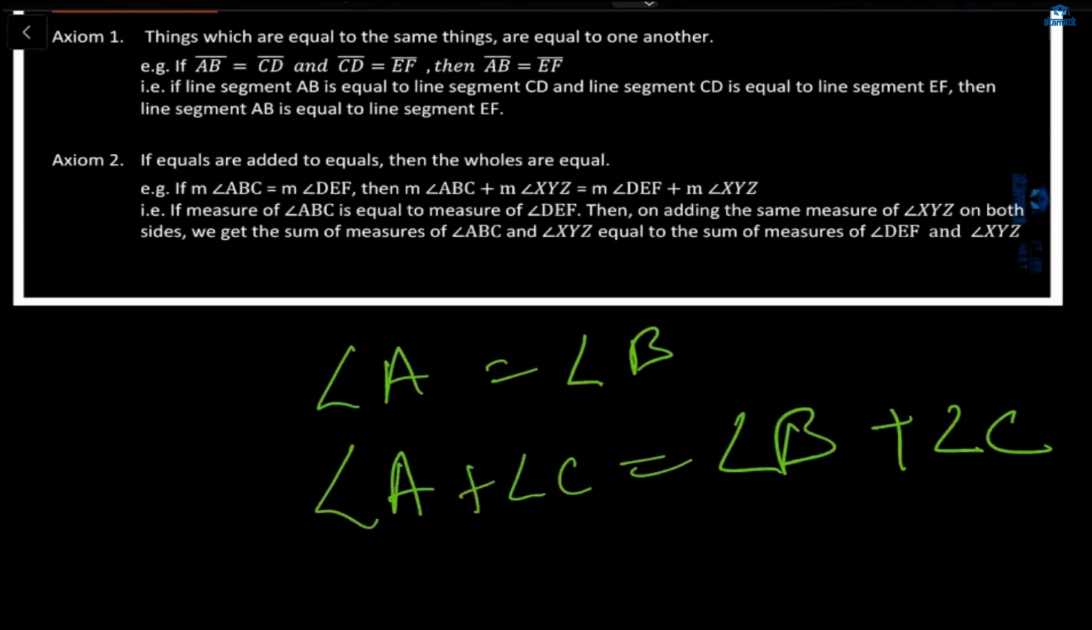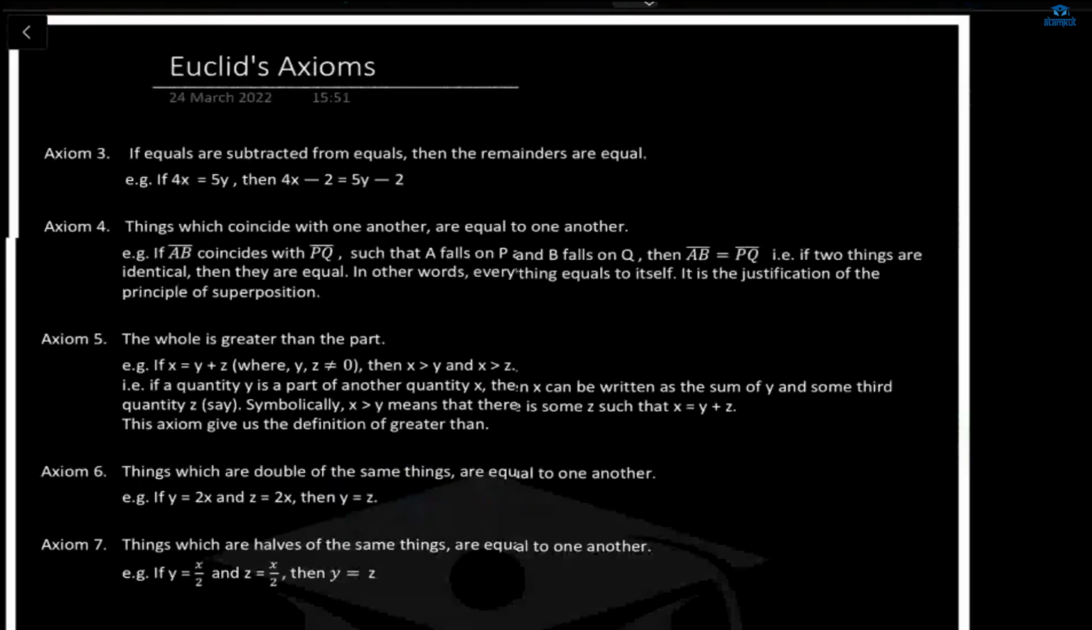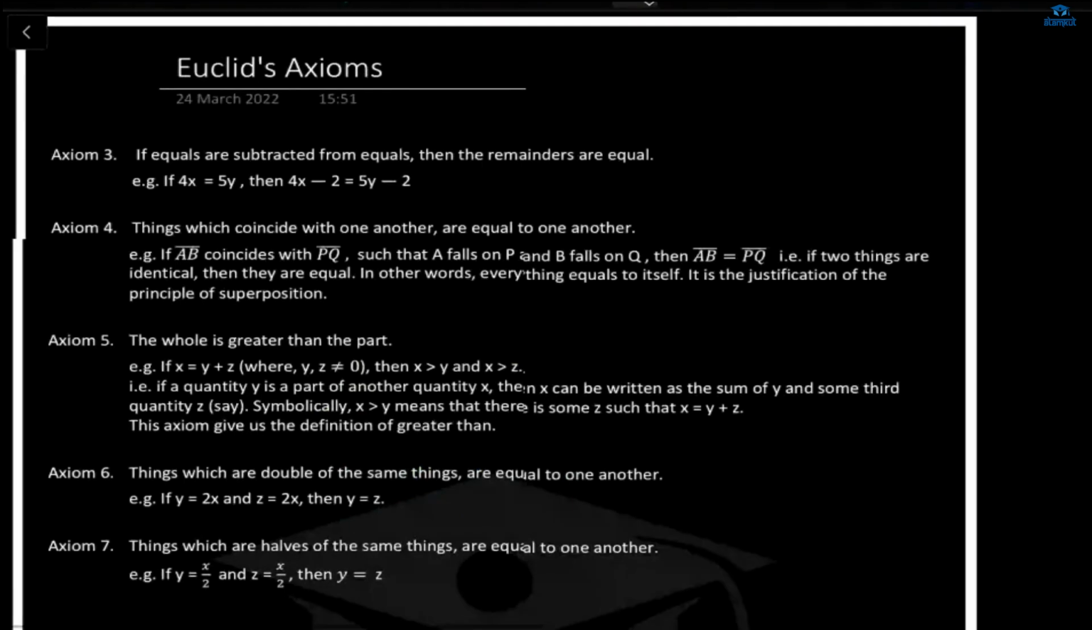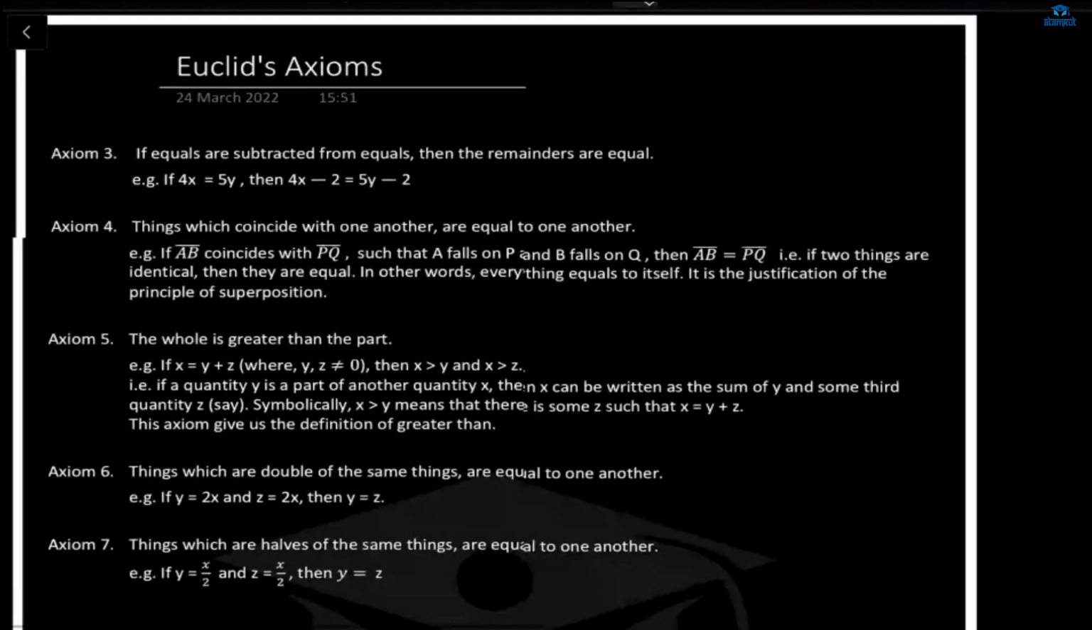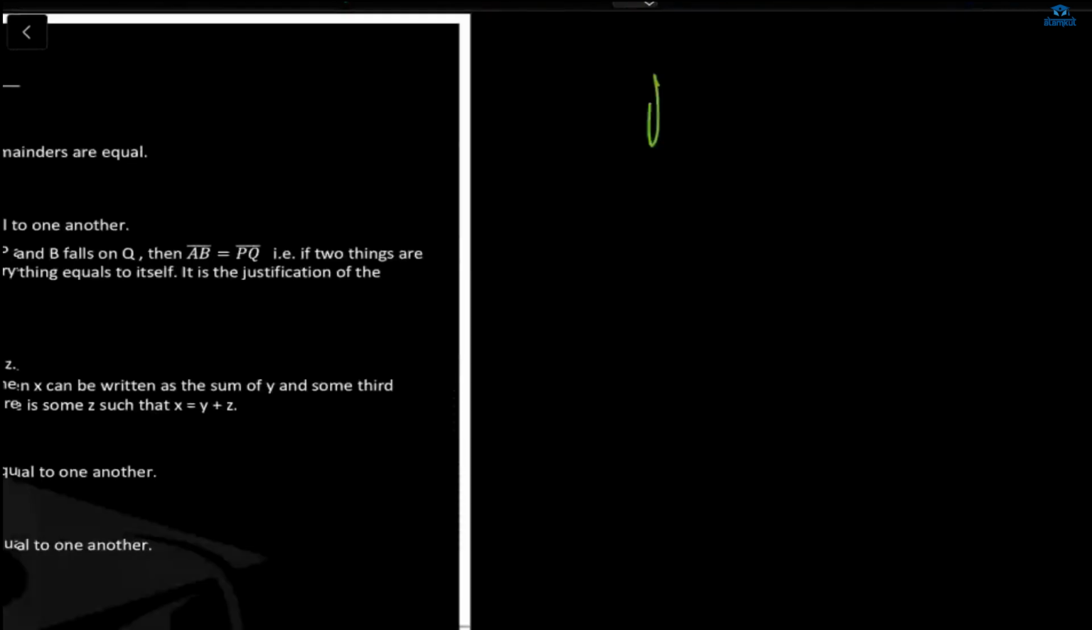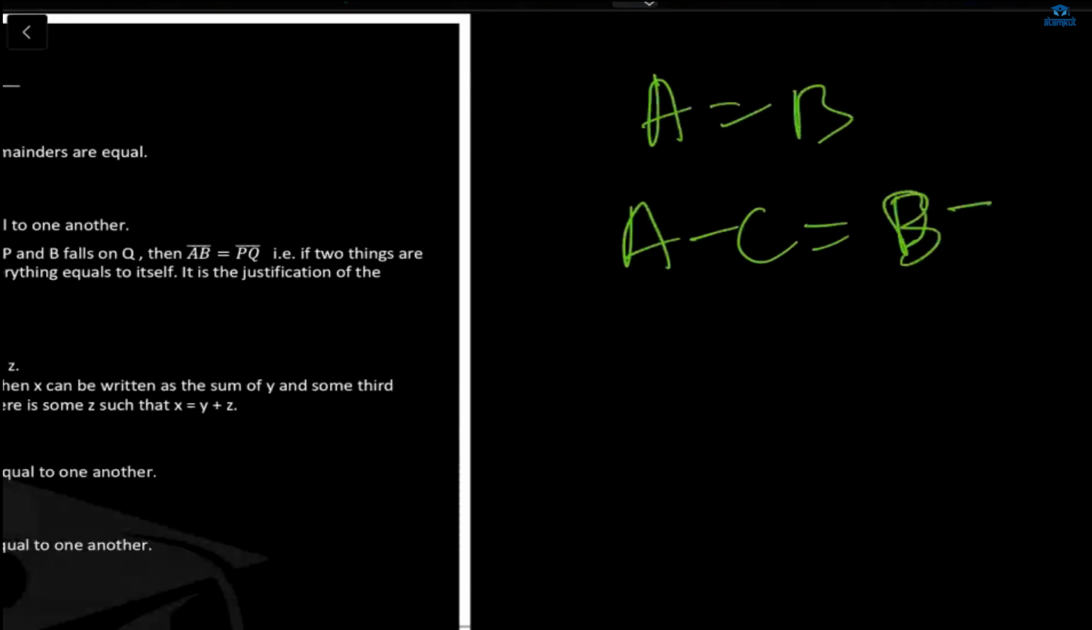Now let us see some more axioms. In total, only 7 axioms are there. Now the third axiom: if equals are subtracted from equals, then the remainders are equal. Before this we have added equals to equals, so the wholes were equal. So if I write A is equal to B, then A minus C will also be equal to B minus C, because I'm subtracting the same thing on both sides.